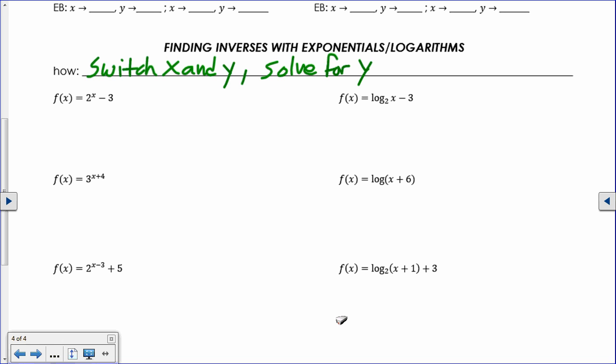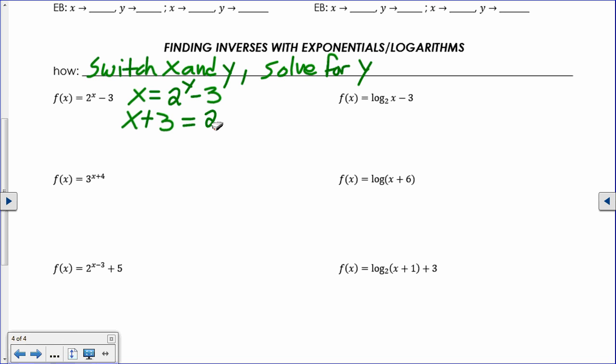We have this side, which is the exponential, and the other side, which is the log. So what would I do for this first one? x equals 2 to the y minus 3. Now I need to solve that for y. Add 3. This is just like we did on day 2 with the solving.